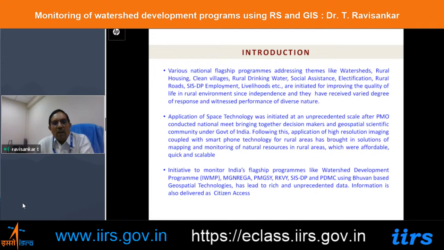Some of the programs that we are supporting at the National Remote Sensing Centre include the Integrated Watershed Development Program for the Ministry of Rural Development, particularly the Department of Land Resources. Then we have MGNREGA, Geo-MGNREGA, which is a very popular program in the country, and Prime Minister Gram Sadak Yojana and other programs connected with rural development. The entire effort has resulted in unprecedented data availability today, and whatever information has been generated is also made available for citizen access.